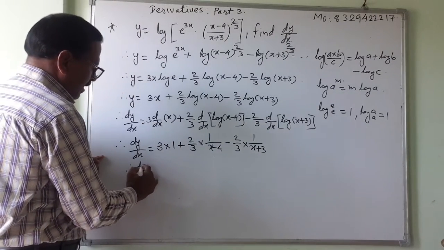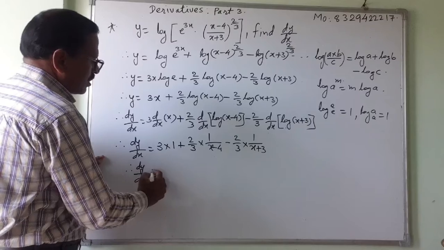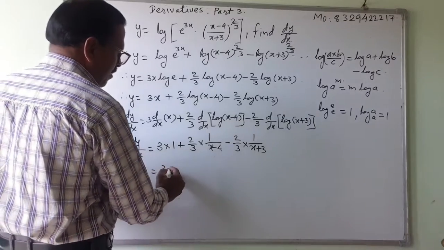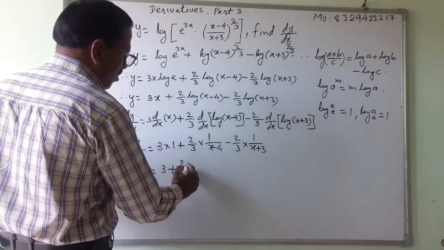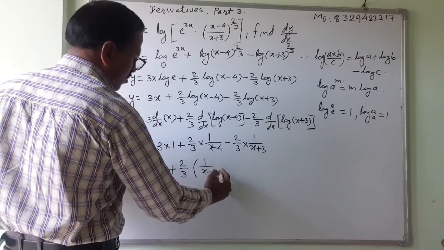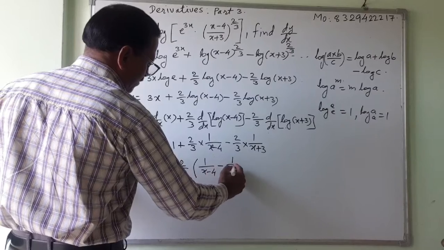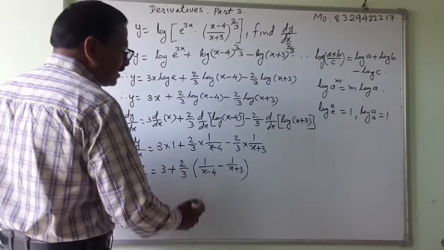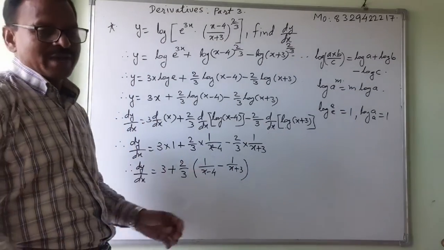Therefore, dy by dx is equal to 3 plus 2 upon 3, which is common, 2 upon 3 into bracket 1 upon (x minus 4) minus 1 upon (x plus 3). This is the answer. If you want to simplify, simplify; otherwise leave it.